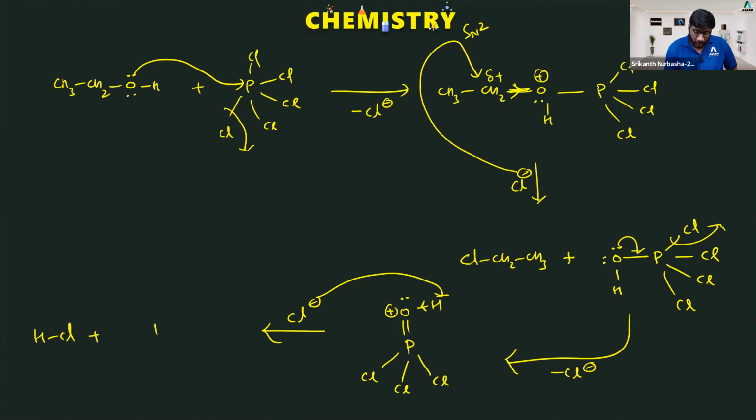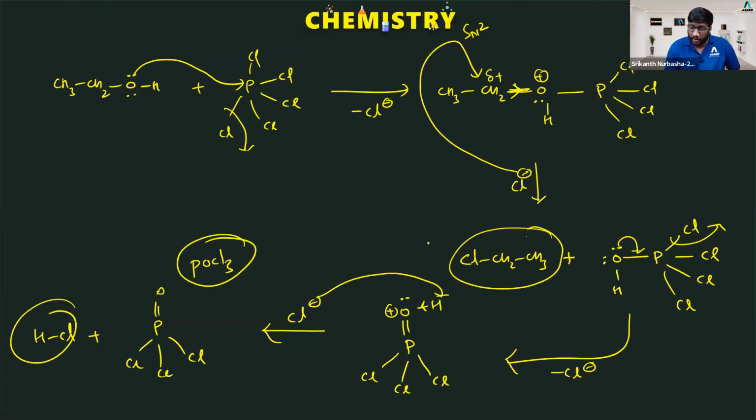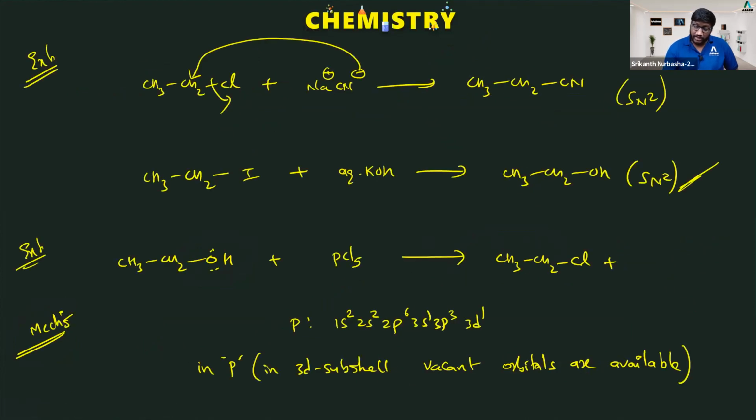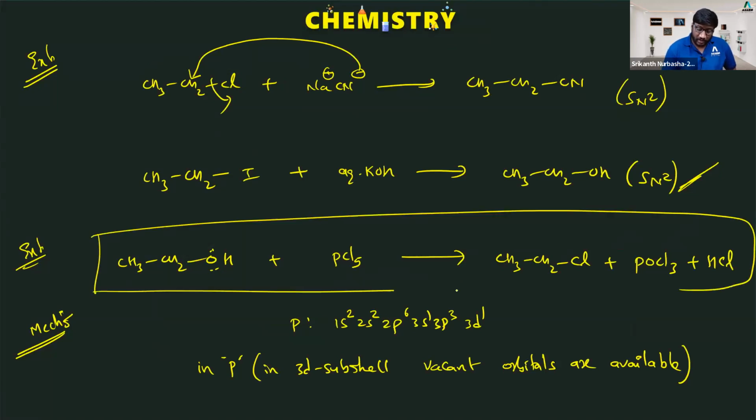Along with that HCl, we form P double bond O with Cl, Cl, and Cl, which is nothing but POCl3. So POCl3, HCl and CH3CH2Cl, these are the products. CH3CH2Cl, POCl3 plus HCl. And what is the example? This comes under the example of SN2 attack of chloride ion on this particular alcohol to form an alkyl halide.